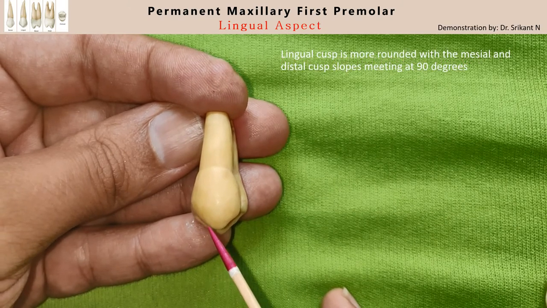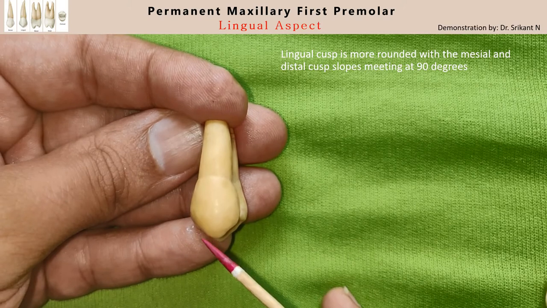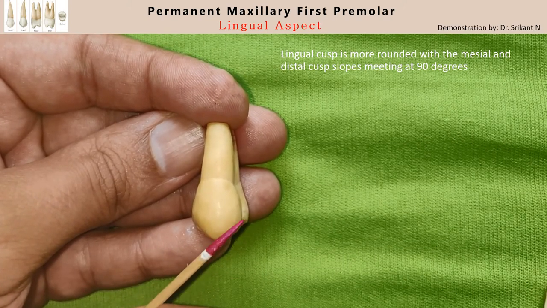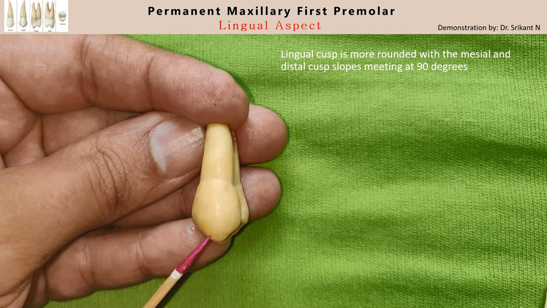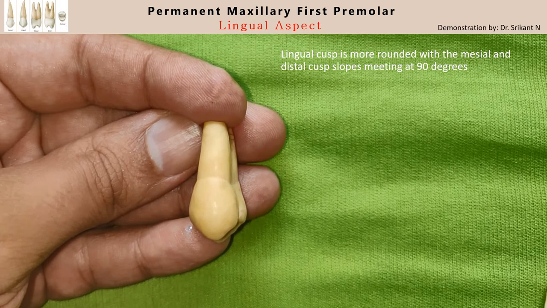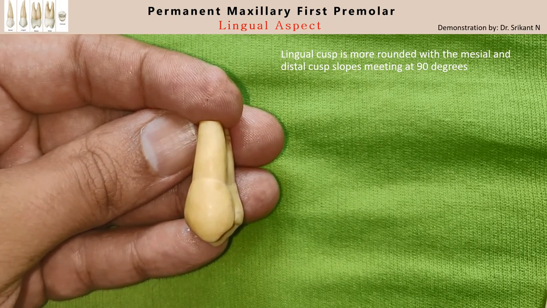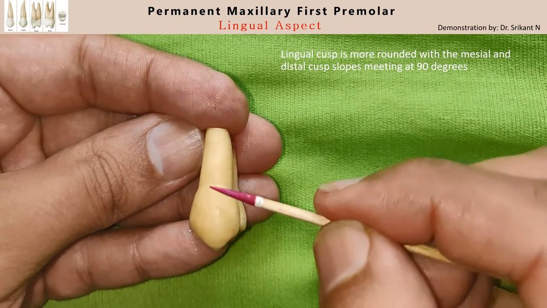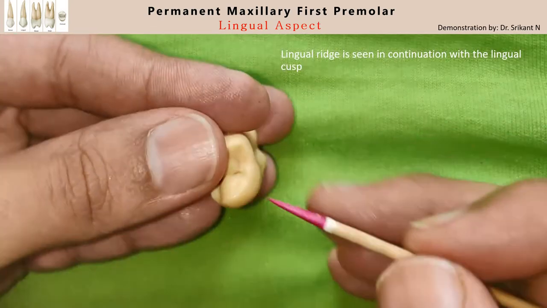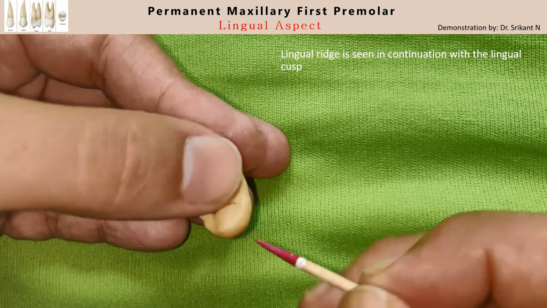The lingual cusp is much more rounded and it has the two cusp slopes, the distal cusp slope and the mesial cusp slope, which form roughly 90-degree angulation. But it is shorter than that of the buccal cusp. The lingual surface, as I said, is spheroidal, which is much more prominent when you see from the occlusal aspect. You can see that roughly they are spheroidal there.